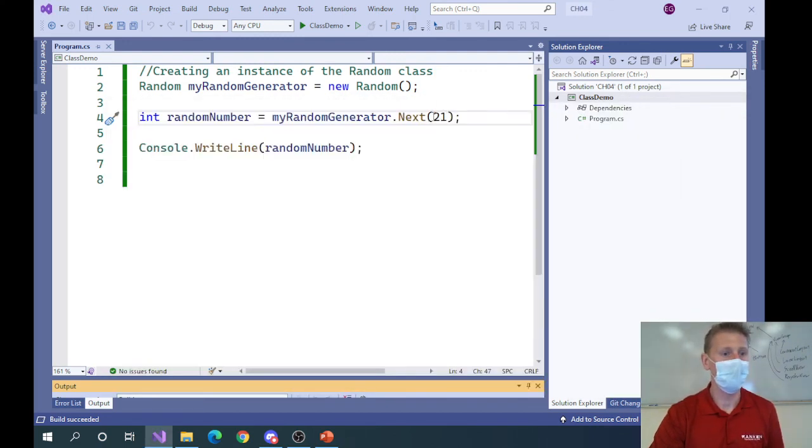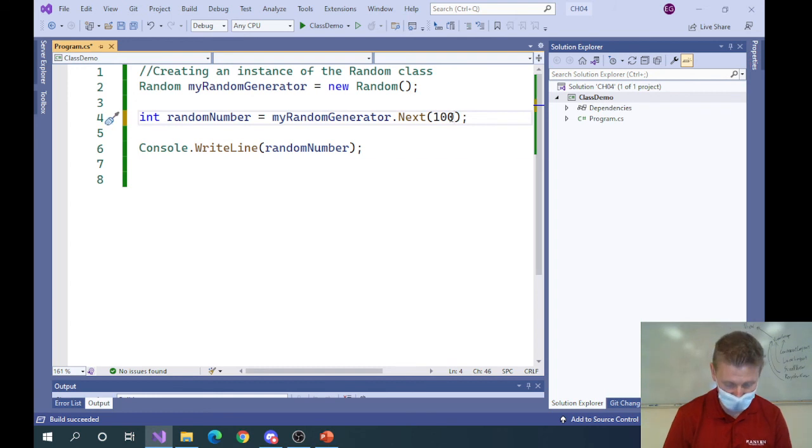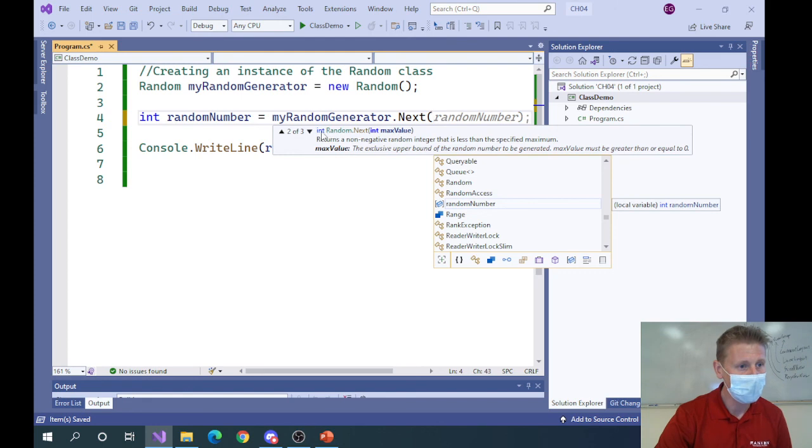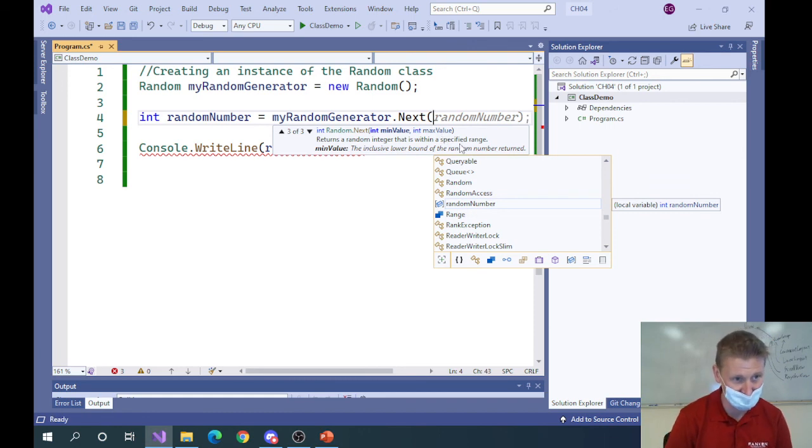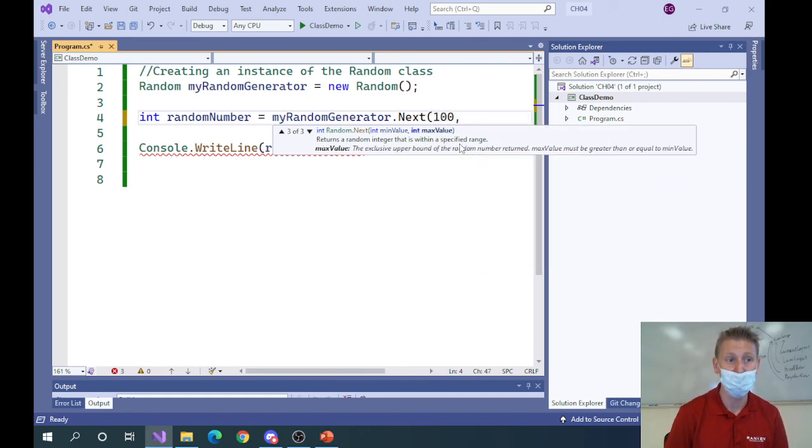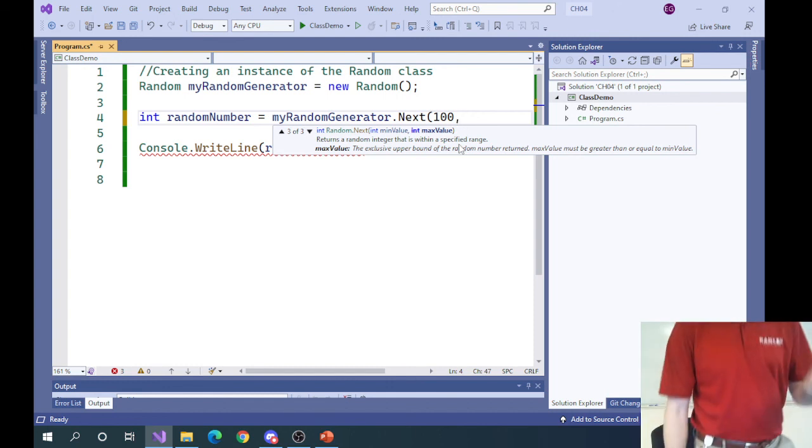See that? But what if I want the numbers between 100 and 200? Again, read these descriptors. Returns a random integer that is within a range. The minimum value is inclusive. The max value is not. So if I say 100, it's 100 inclusive. The max value is the exclusive upper bound. Do you see that?